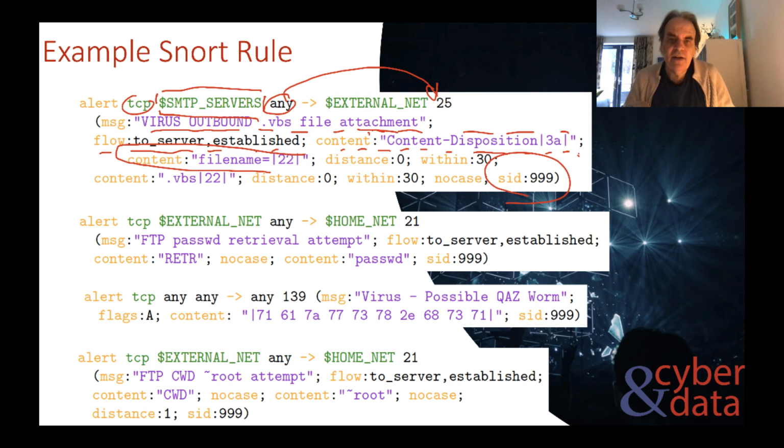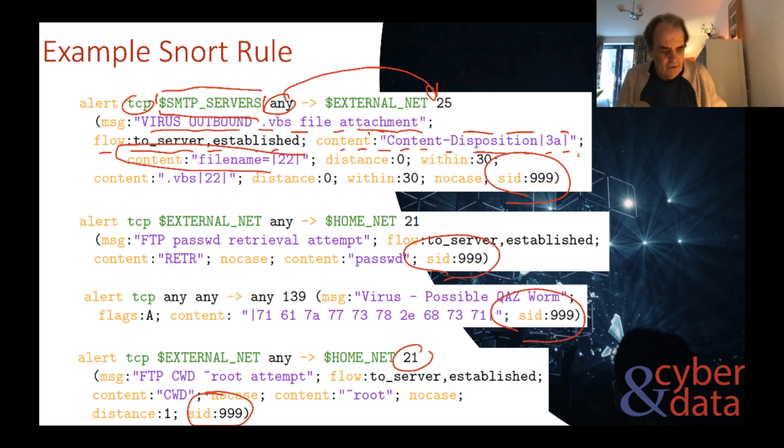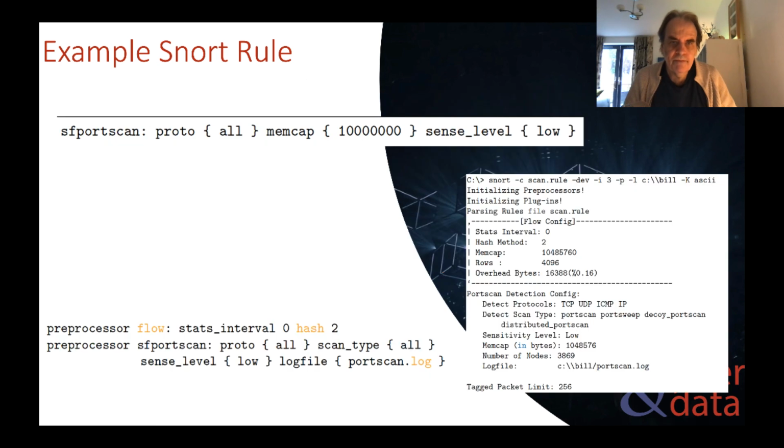We'll see here that each one has an SID associated with it, and each rule must have its own SID. In this case, at the bottom here is a connection to port 21, which is the FTP server, and it's looking for whenever there is a command CWD and also ~root, where the person who's logging into FTP is trying to change the working directory to the root account.